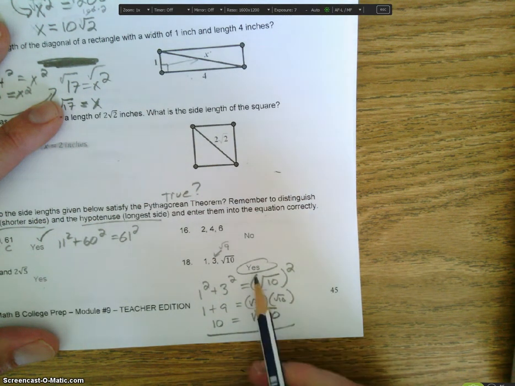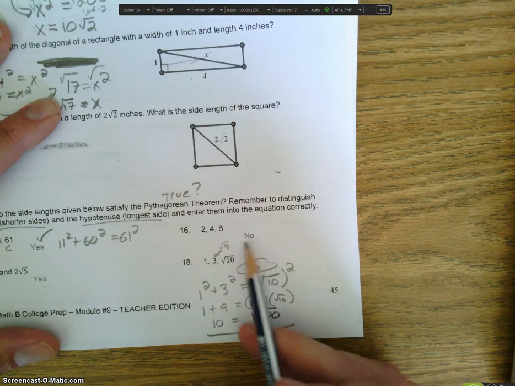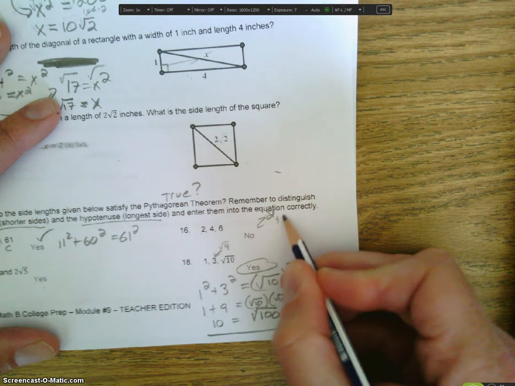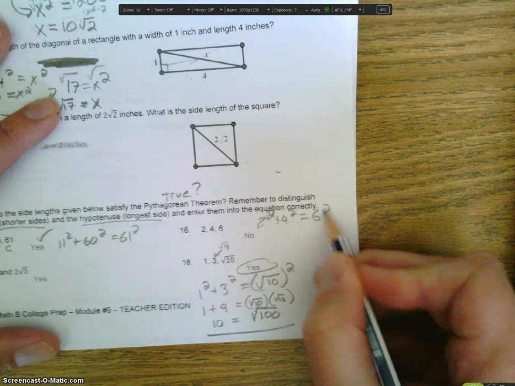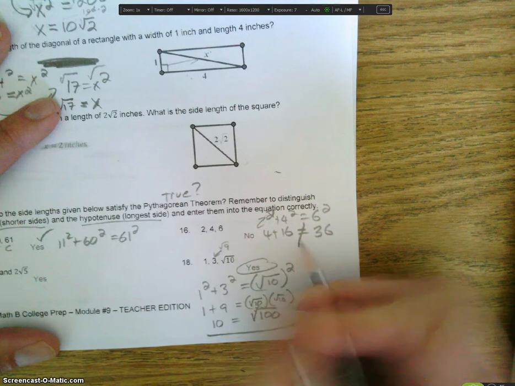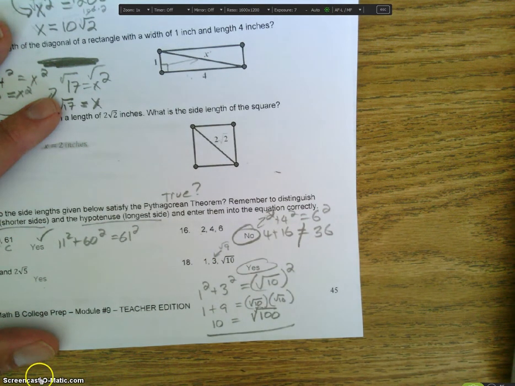Now, if it doesn't work, like for example in this one, the answer would be no. Does 2 squared plus 4 squared equal 6 squared? Does 4 plus 16 equal 36? No, that's why the answer is no. I finished just in time.